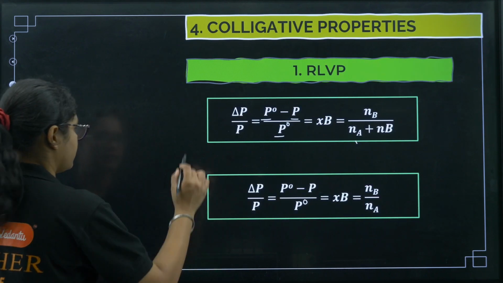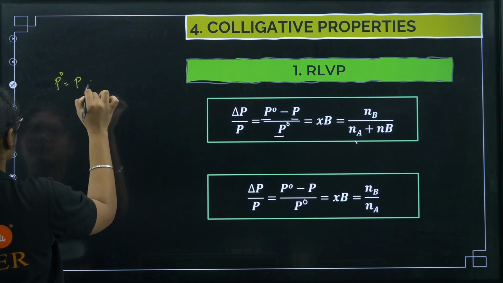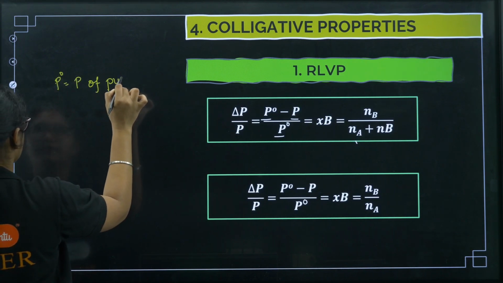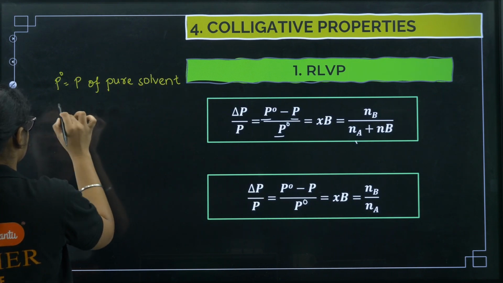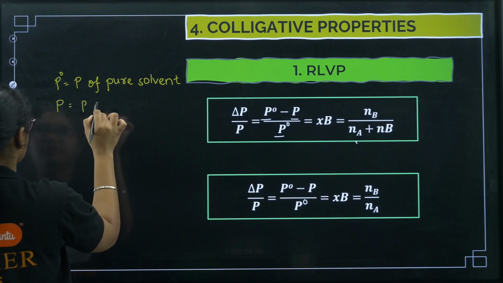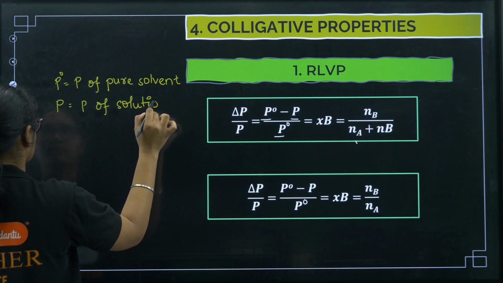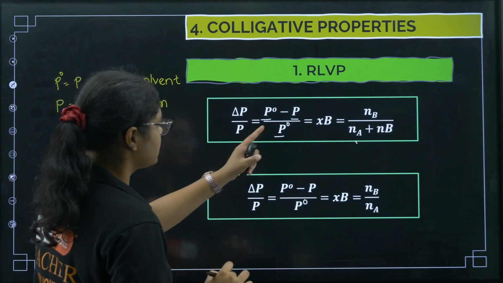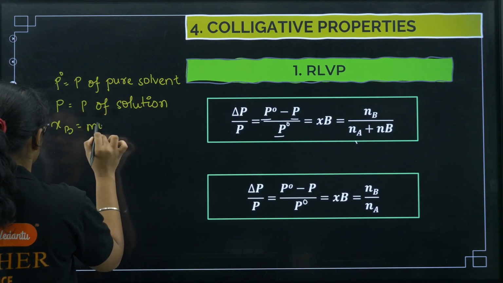Next, this we have already discussed, but here I want to write again. What is P naught? P naught is the pressure of the pure solvent. P is what? Pressure of the solution. Next, Xb is what? Mole fraction of the solute.